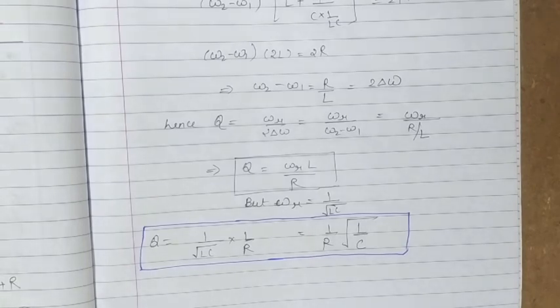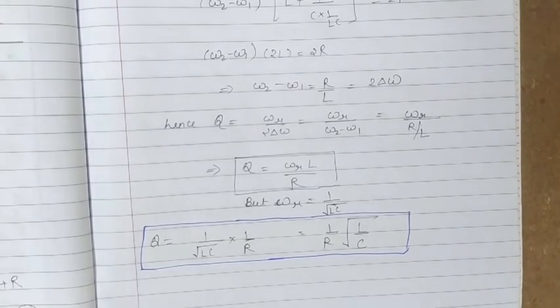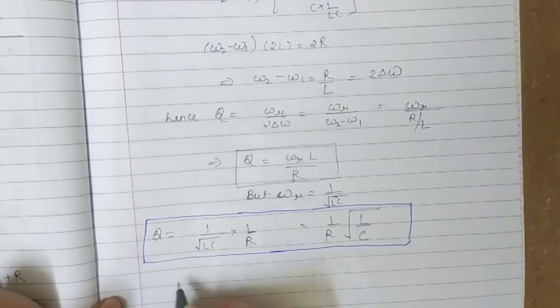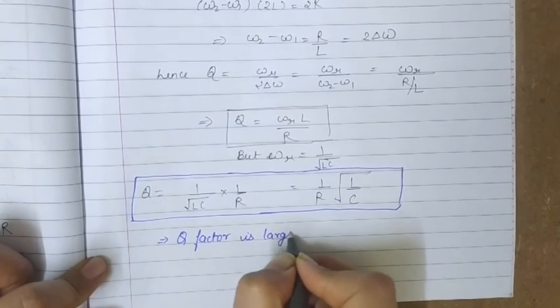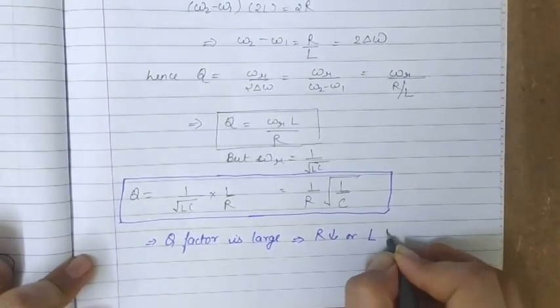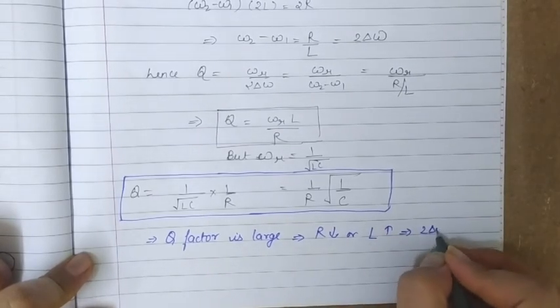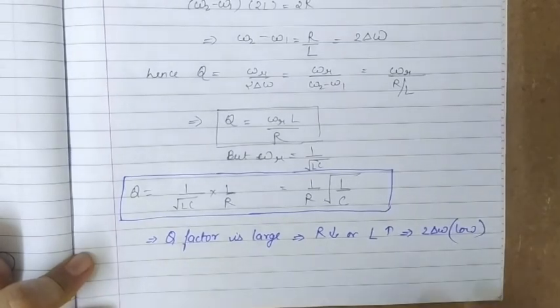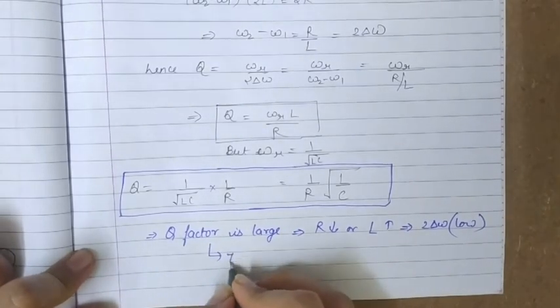If Q factor is large, that means if R is low or L is large, the bandwidth 2 delta omega is small. This means that resonance is sharp or the series resonance circuit is more selective. So this implies that if Q factor is large, R is small, right? R is low, or we can also say that L is large, or in this case the value for 2 delta omega, that is R upon L, is low. This is also small, and if this value is small, the value of Q is large, and this implies that the resonance is sharp.